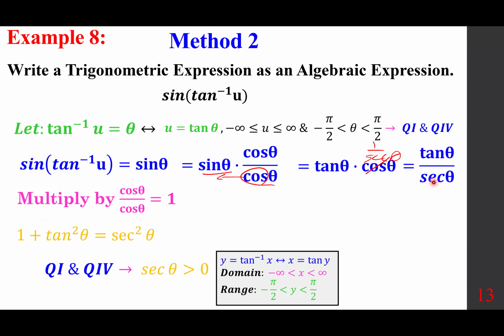We know that. So we have tan theta over secant theta. So what is secant theta here? Take a root. Secant theta is the square root of 1 plus tan squared. So what is tan theta, everybody? Tan theta is u. So replace it with u. So you get u over the square root of 1 plus u squared. Again, a second method. And there are more methodologies, but it depends on the identity that you use.